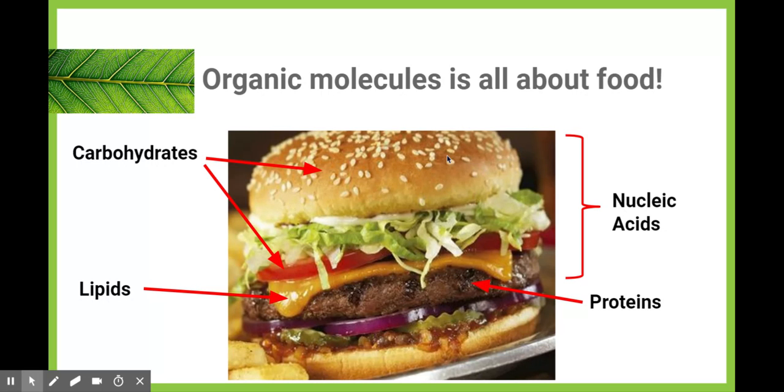Lipids are your fats. So we're pointing to the cheese there, but again, I could be pointing to the burger as well because we see that nice sheen on there. That's some nice lipids, some nice fat that we have in our cheeseburger.